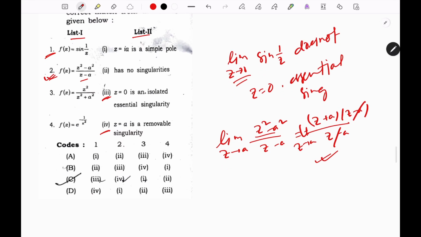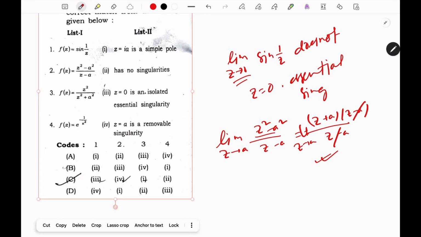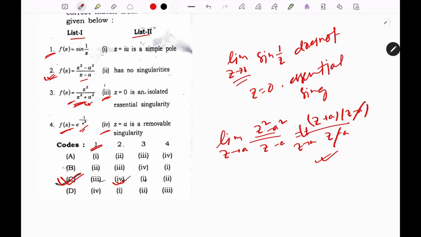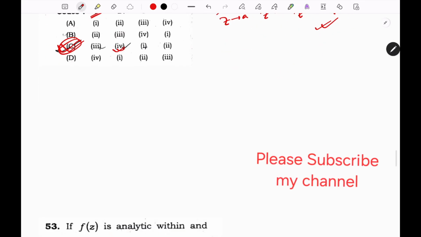Now we can verify the answer. 1 is matching to 3 and 2 is matching to 4, and only by checking this we can take the answer. Similarly, from here we can check that z equals plus minus ia is a simple pole, and f of z equals e to the power 1 by z does not have e to the power minus 1 by z, so this does not have any singularity. So 4 is matching to 2. So the correct option is C.